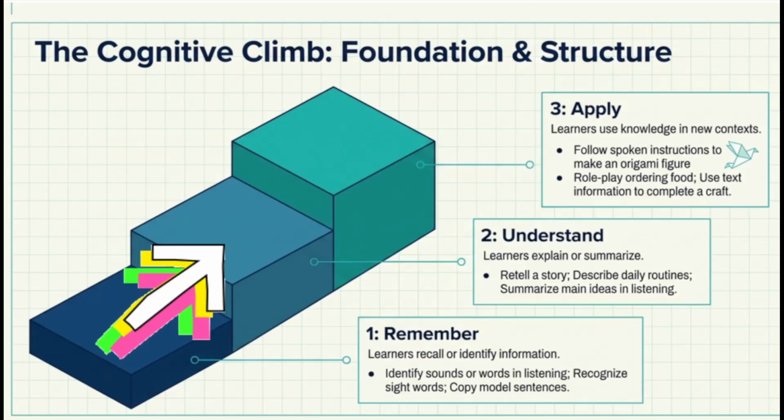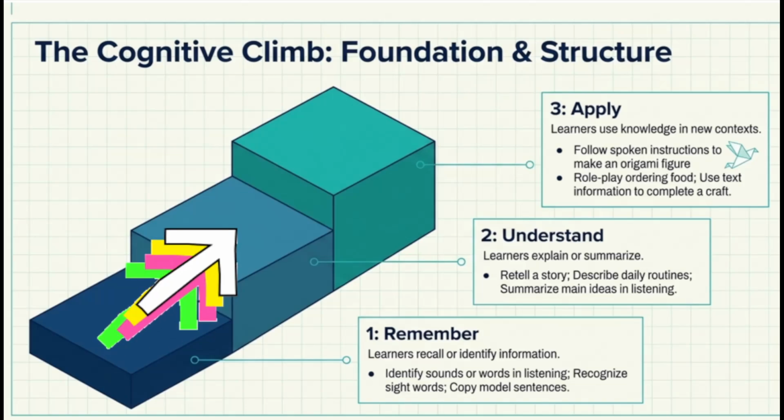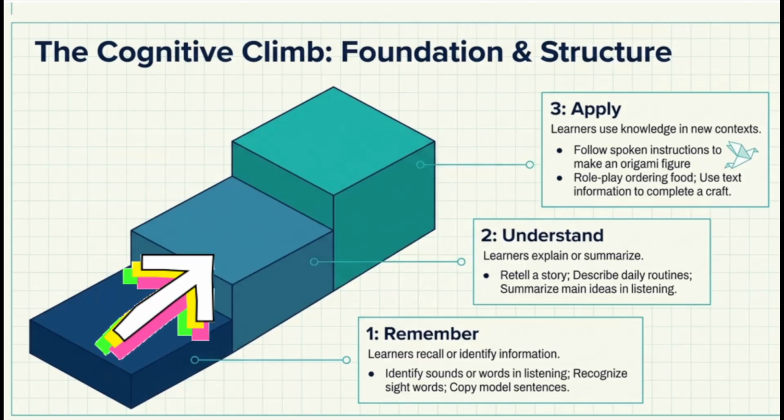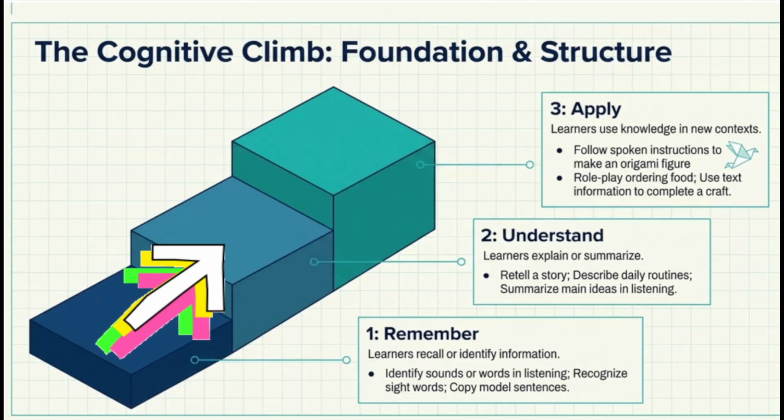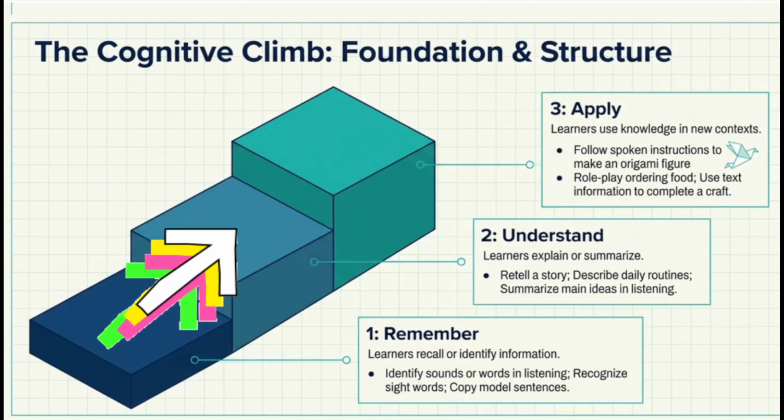The cognitive domain. Let's begin the cognitive journey with the first three levels of Bloom's taxonomy: remember, understand, and apply. The first level is remember. At this stage, learners recall or recognize information they have learned before. For example, they might identify familiar words or sounds, recognize sight words, or copy model sentences.